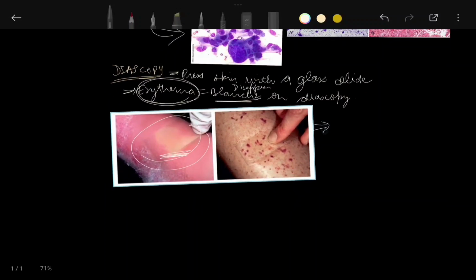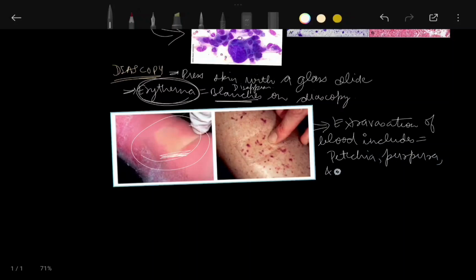But in case of extravasation of blood, like this, what are the examples of extravasation of blood? We have petechiae, purpura, and ecchymosis. In these cases, they do not blanch on diascopy. They do not blanch on the diascopy.